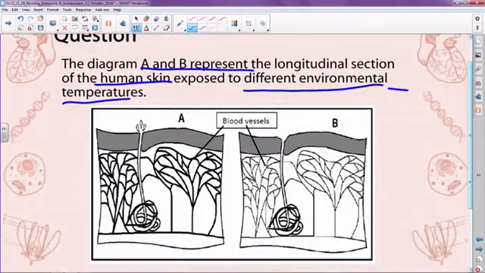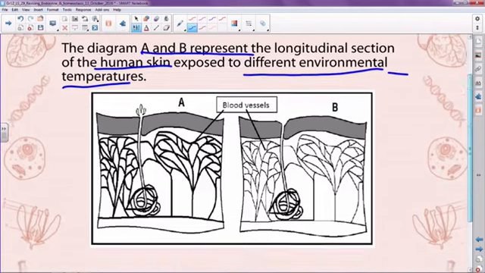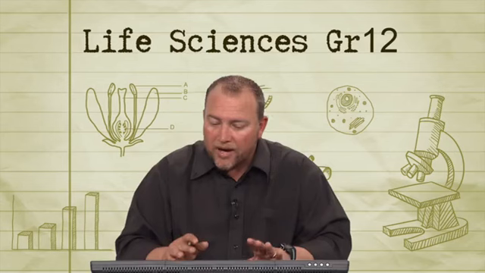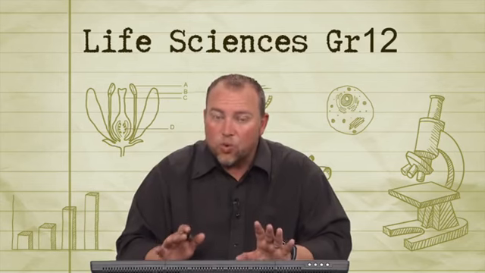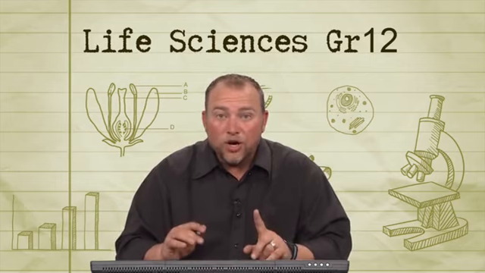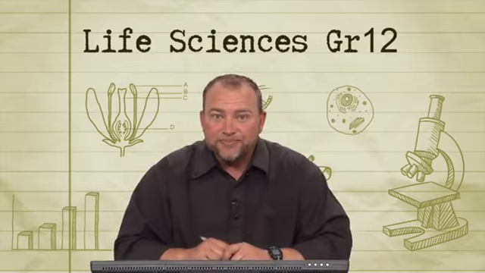Okay, that's quite cool. Now, you can see there's blood vessels involved, and there's some tube-like structure there, okay? And we know it's skin. So that tube-like structure's got to be a specific thing, okay? So let's have a look what the question is. Which diagram, A or B, is exposed to warm environmental conditions? Okay, which one, A or B, has got to do with warm environmental conditions? Okay, 1 minute. Are you ready? Off you go.